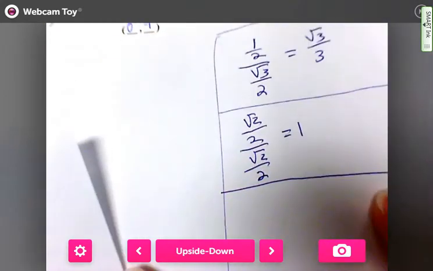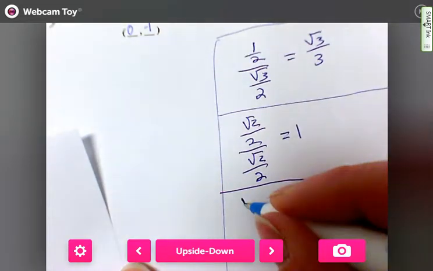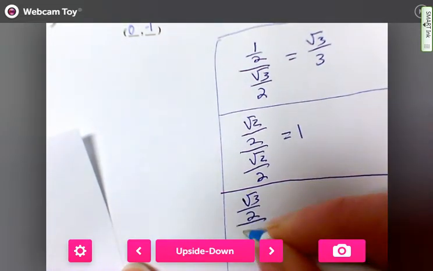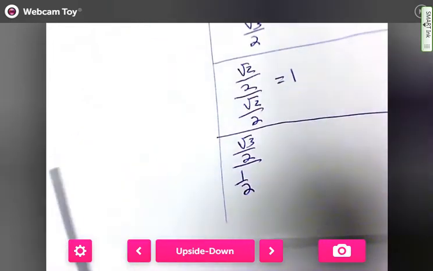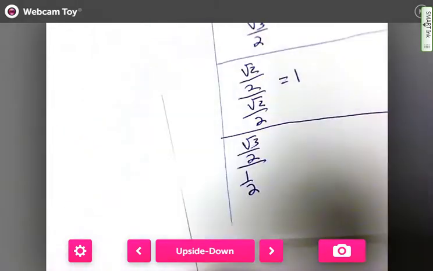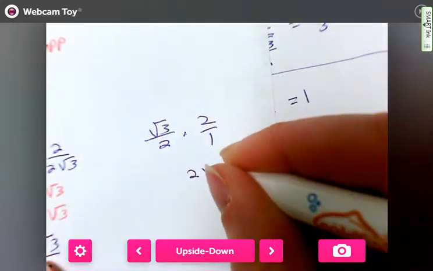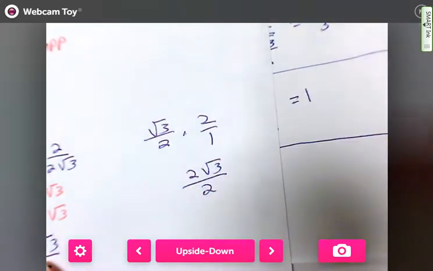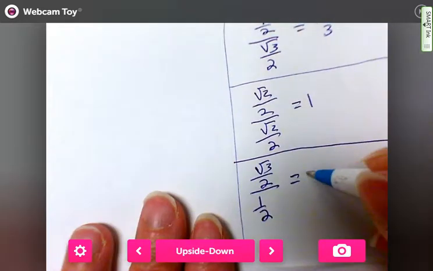Okay. So if we have 1/2 over square root 3 over 2, do you think we'd have square root 3 over 2 over 1/2? Think we'll ever have that? Well, let's figure out what that is. If we have square root 3 over 2 times 2 over 1, because I flip it and multiply, I get 2 square root 3 over 2. Do those 2's cancel? 2 over 2 gives me 1, right? So I get square root 3. So this equals square root 3.